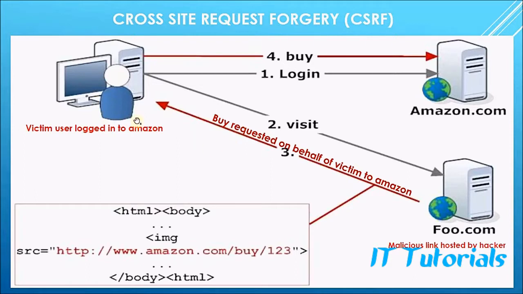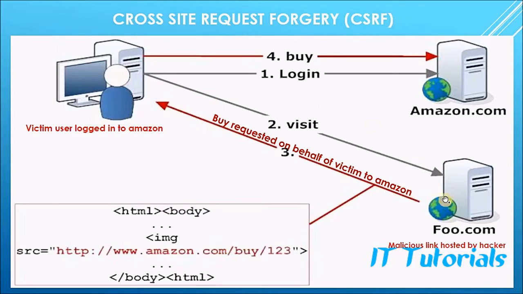Let's take an example here. This is a user already logged into Amazon.com, and a hacker sent some link that is an img tag with the source link Amazon.com/buy and this is the product. So this is generally a buy product link, in which if the victim user clicks this link, then he will buy a product from Amazon.com.